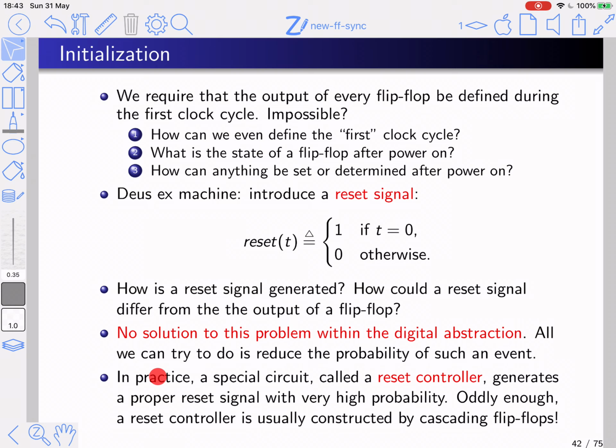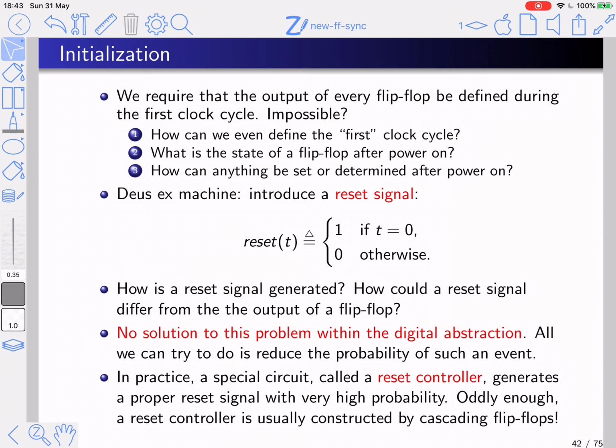Okay. In practice, there's no way to generate such a reset deterministically. So what we try to do is do this with high probability, and the way it's done is by a circuit which is called a reset controller, which actually is supposed to generate a proper reset signal, and it does so with very high probability.